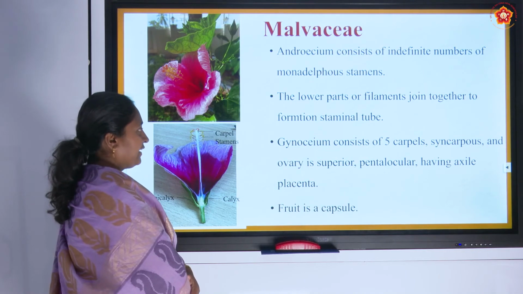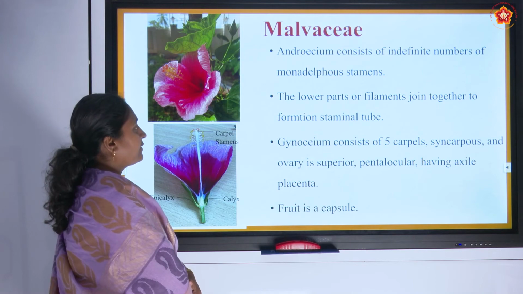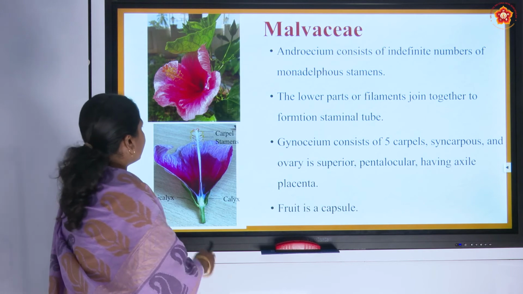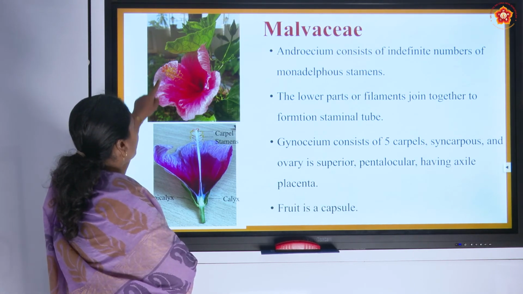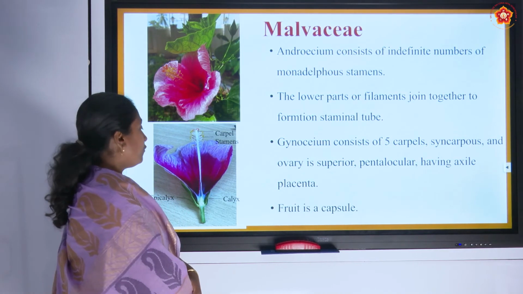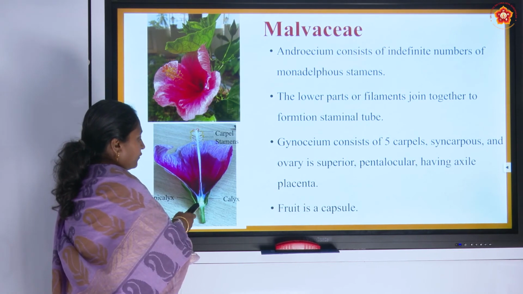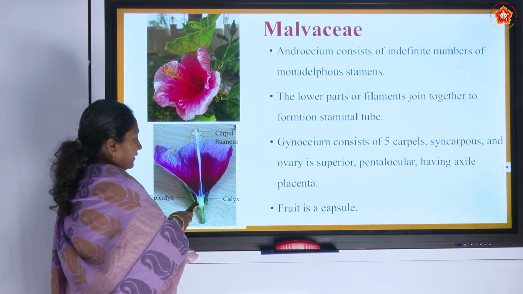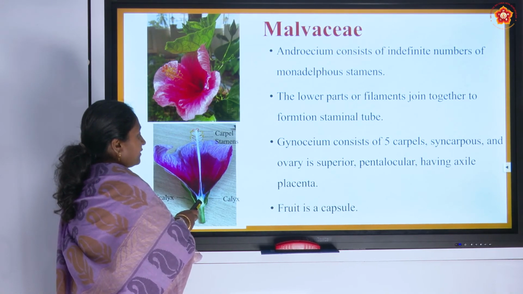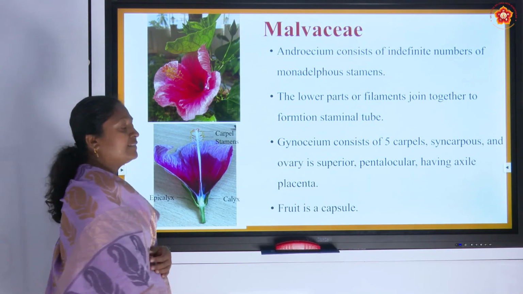Then we have a gynoecium. The gynoecium consists of 5 carpels, and all the 5 carpels are present in syncarpous condition. They are not detached from each other. Here in this figure also you can see all the 5 very clearly present. The ovary is superior. Here also you can see that all the flower parts are arranged below the ovary, right? We can see an epicalyx and the calyx. Then we have the petals. We can see the ovary is present on top of all the different flower parts. This is known as a superior ovary.